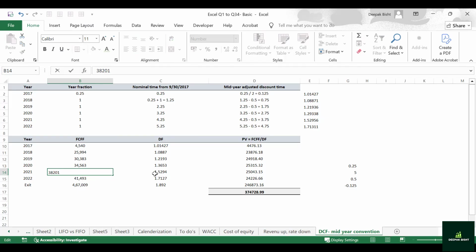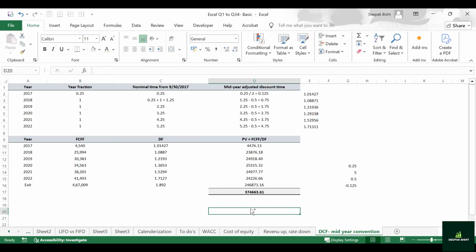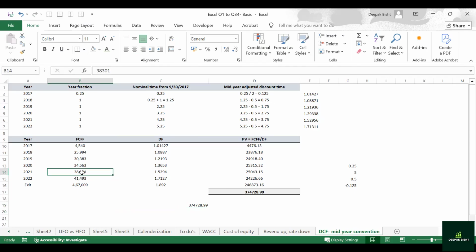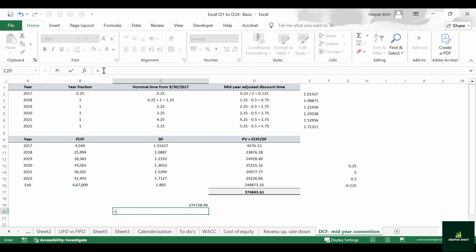This will reduce the present value. I am reducing by $100. Let me just write it for quick comparison. 374728 was the previous value, without adjusting for capital expenditure. If I am reducing $100, this will be my new value. So my valuation has decreased by about how much? It has decreased by $65.